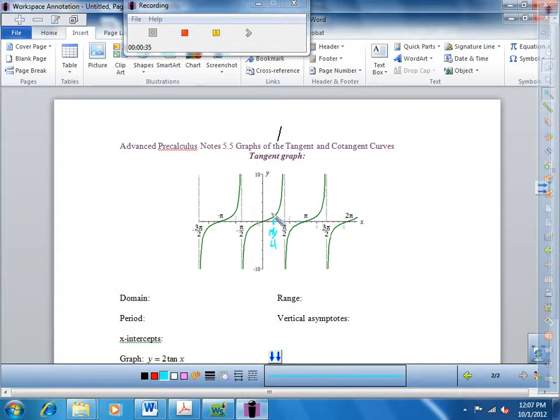Can anyone tell me without looking? Because you're going to need to know this for your test. What is the tangent of pi over 4? 1. Okay?